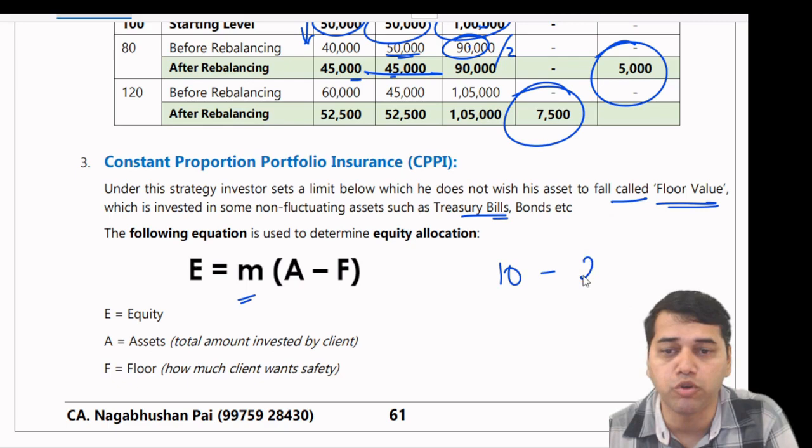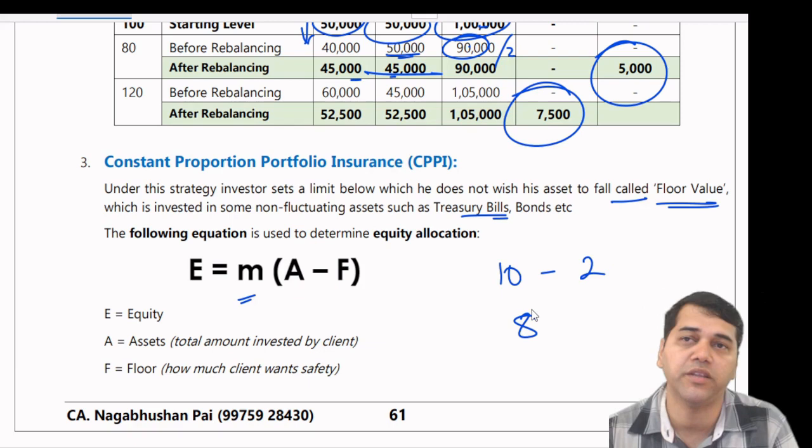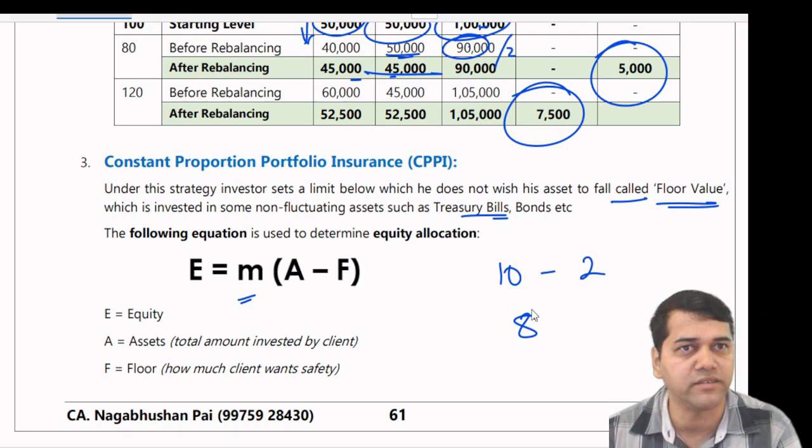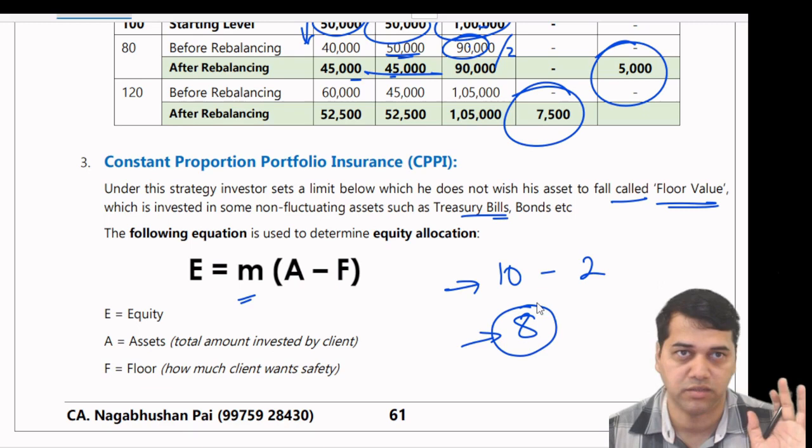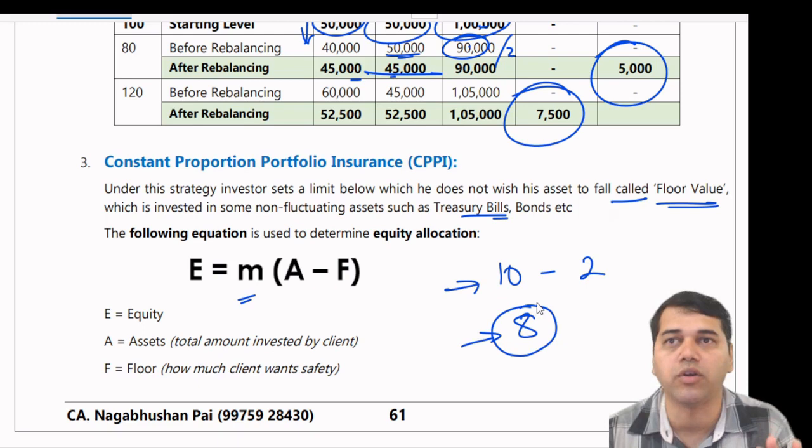What will you do as a portfolio manager, tell me? What will you do? Imagine you are a practicing CA. One investor comes. Since you are also invested in the portfolio, he asks you, sir, I'm ready to invest 10 lakh rupees. You invest wherever you want. You can take risk. But I don't want the value of the portfolio to come below 8. 8 is my floor. This is the minimum value I want. So how are you going to invest the 10 lakh?